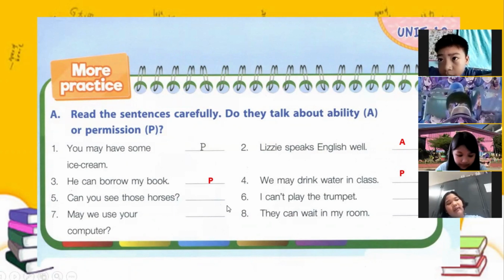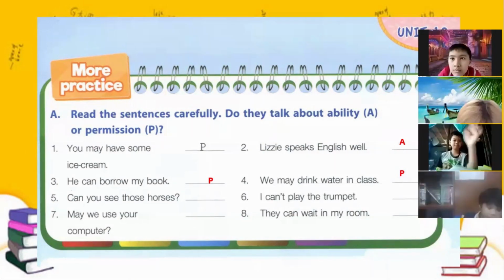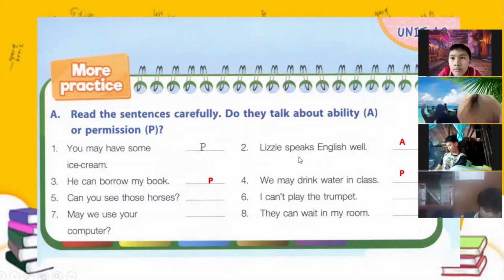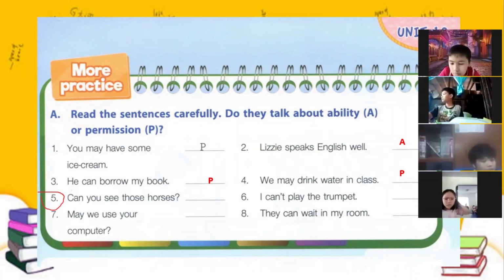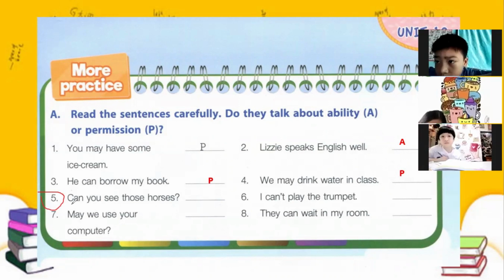Number 5. Can you see those horses? Let me ask Cow. What do you think? Sentence number 5, it's ability or permission? Louder, I can't hear you. Permission. Are you sure about that? A, ability. Very good. Why? Because read the sentence carefully. Can you see those horses? It's a question, right? So you have the ability to see those far away horses. If you can see that far, that means you have the ability. So sentence number 5 is A, ability.